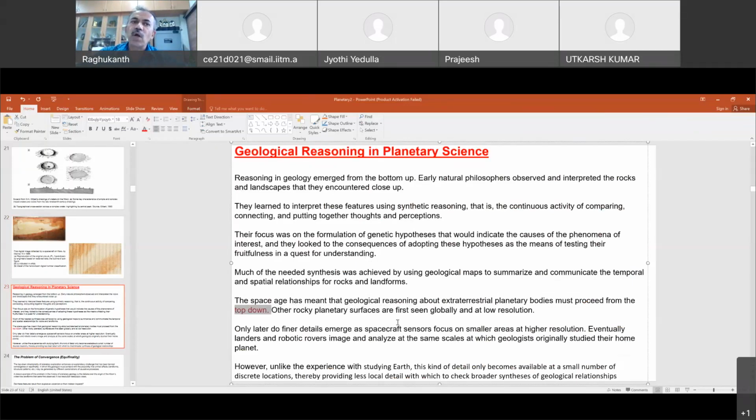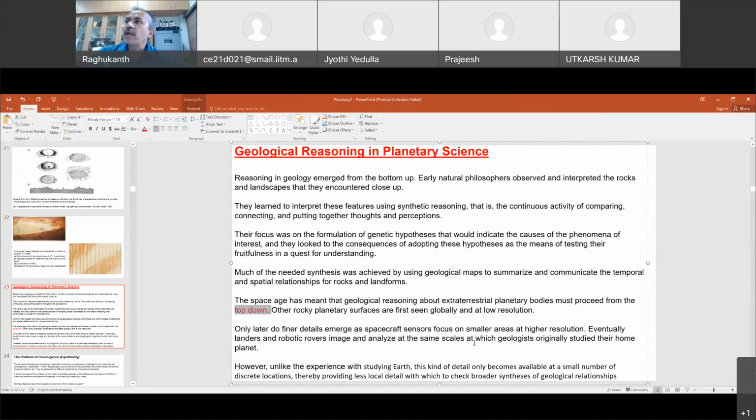Once you do the global view and the low resolution images, we will get finer details, as spacecraft sensors on small regions at higher resolution, and high resolution images will come into the picture. And once the landers and rovers go there, you can do a lot of analysis and experiments. Or if you get samples from there and test them in the lab, then you will know more details itself.